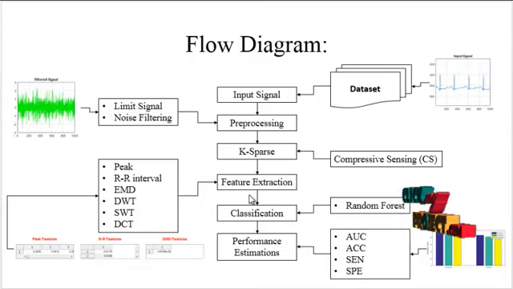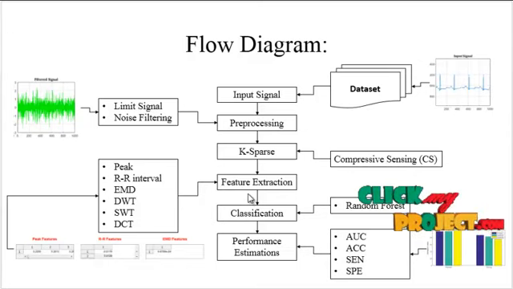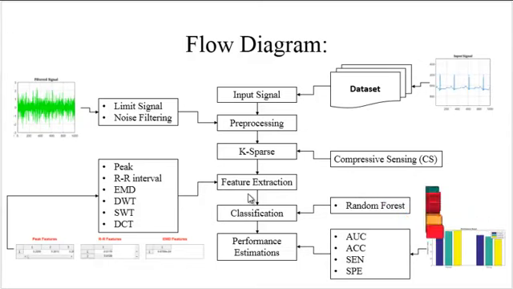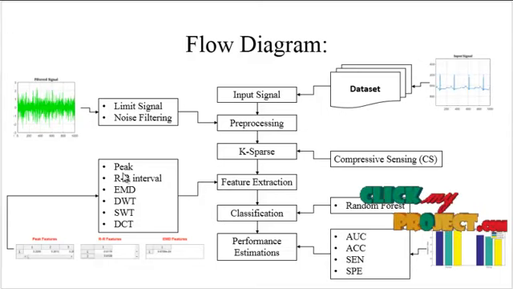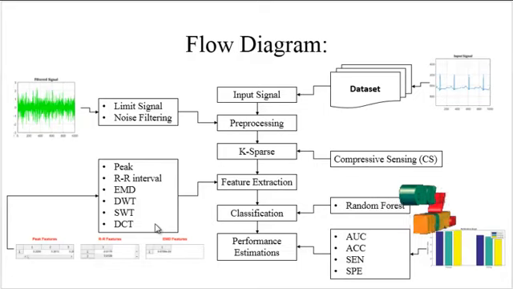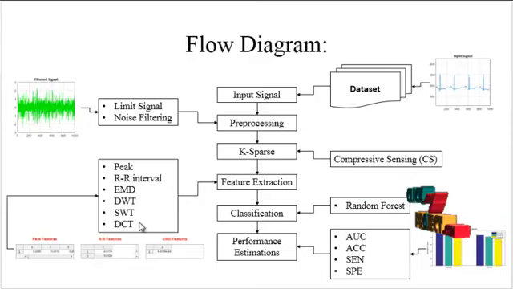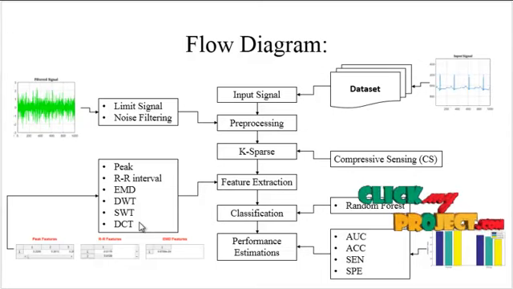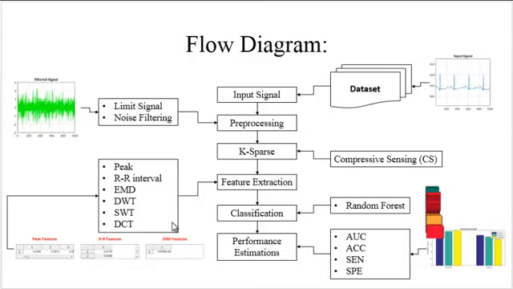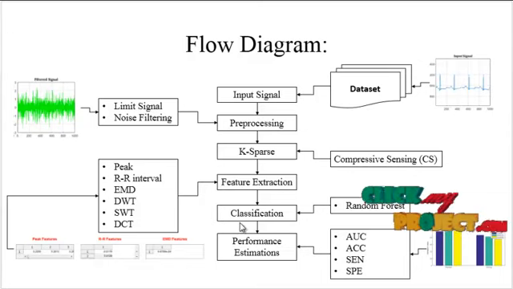After that, we do the feature extraction. Feature extraction is nothing but the collection of some other data from the signal. Here we are using 6 types of feature extraction methodologies. The first one is peak detection, then the second is the RR interval, then the third is the EMD, then the fourth is the DWT, SWT, and at last the final one is the DCT. After extracting the features from the signal, they are combined to form the test feature. Next to the feature extraction, the classification is done using the random forest algorithm.